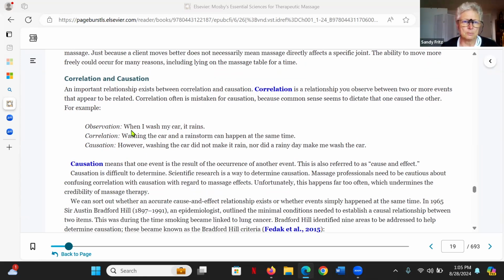So the example here is when I wash my car, it rains. Washing the car and a rainstorm can happen at the same time. That's the correlation. However, washing the car did not make it rain, nor did a rainy day make me wash my car. And unfortunately, a lot of the claims made for massage benefit are in that correlation, anecdotal type of statement rather than with an evidence-informed statement. So we'll learn more about that.